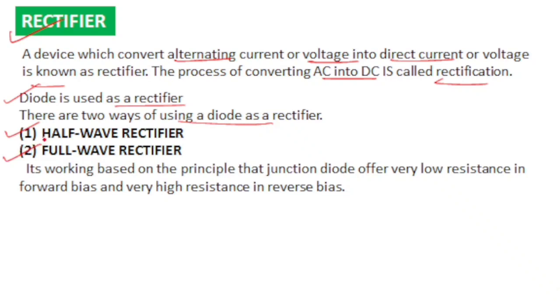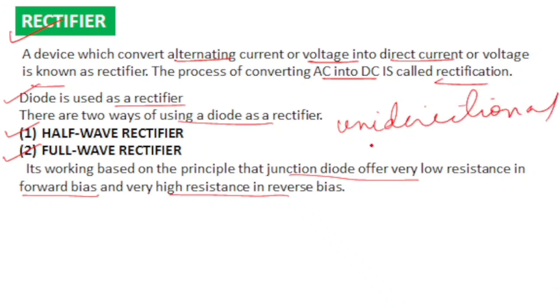And on which principle does this rectifier work? It works based on the principle that a junction diode offers very low resistance in forward bias and very high resistance in reverse bias. So when the circuit is in forward bias, it offers very low resistance and current flows through it. But when it is in reverse bias, it offers very high resistance and no current flows through it. So this unidirectional property of diode is used as a rectifier. It means to convert AC into DC.